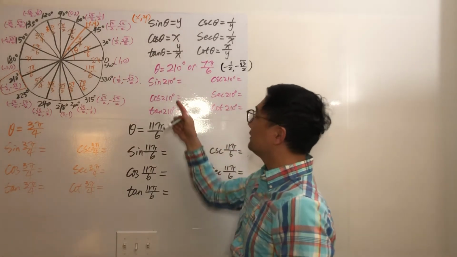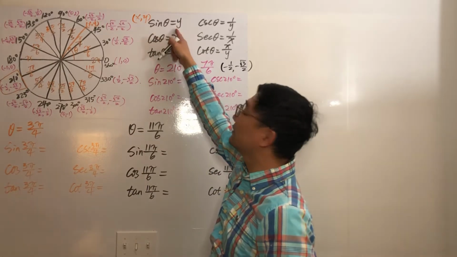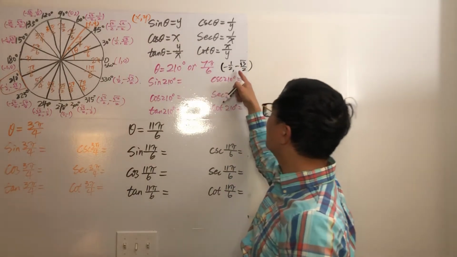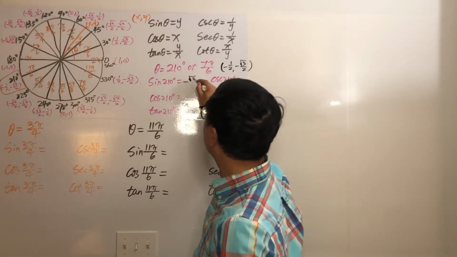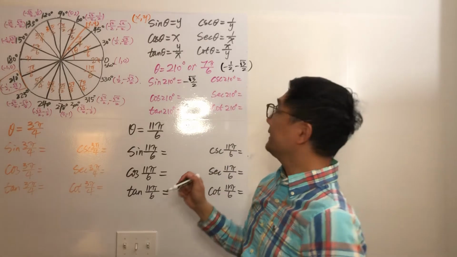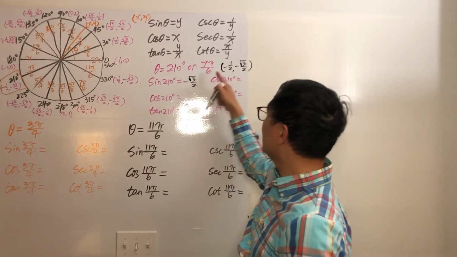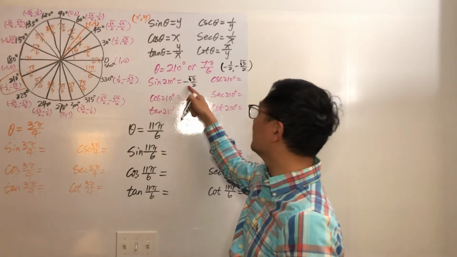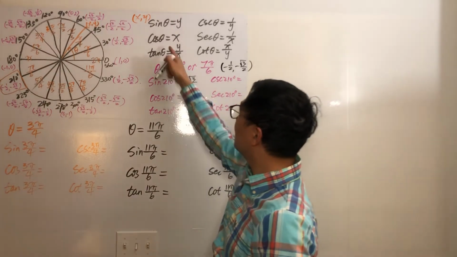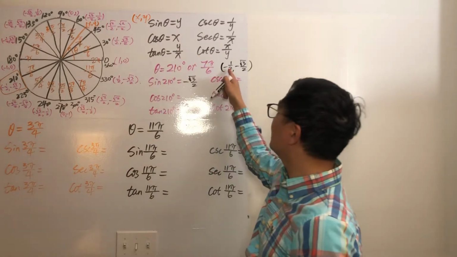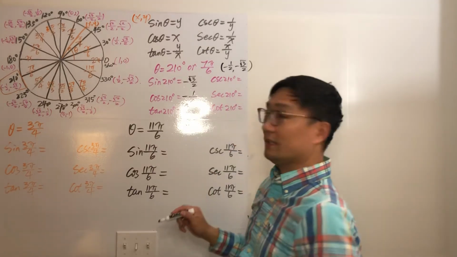So now sine 210 degrees. Sine should be the y coordinate value. Based on the unit circle, the y coordinate is negative radical 3 over 2. That is sine based on the definition. Sine is y, so y is here. That's why sine 210 degrees is negative radical 3 over 2. Now what is cosine? Cosine is x. That means you know the x coordinate is negative 1/2, so negative 1/2 is cosine.